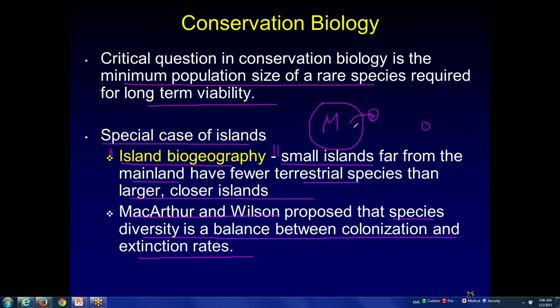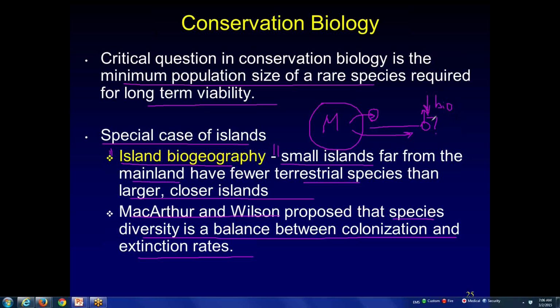What are the odds that an animal or bird, well, of course a bird is an animal, say a mammal or a bird, could go from the mainland to this island way out here? Probably not going to happen too often. So we would expect this island that's further from the mainland to have fewer numbers of species, less biodiversity, because you're further from the mainland.